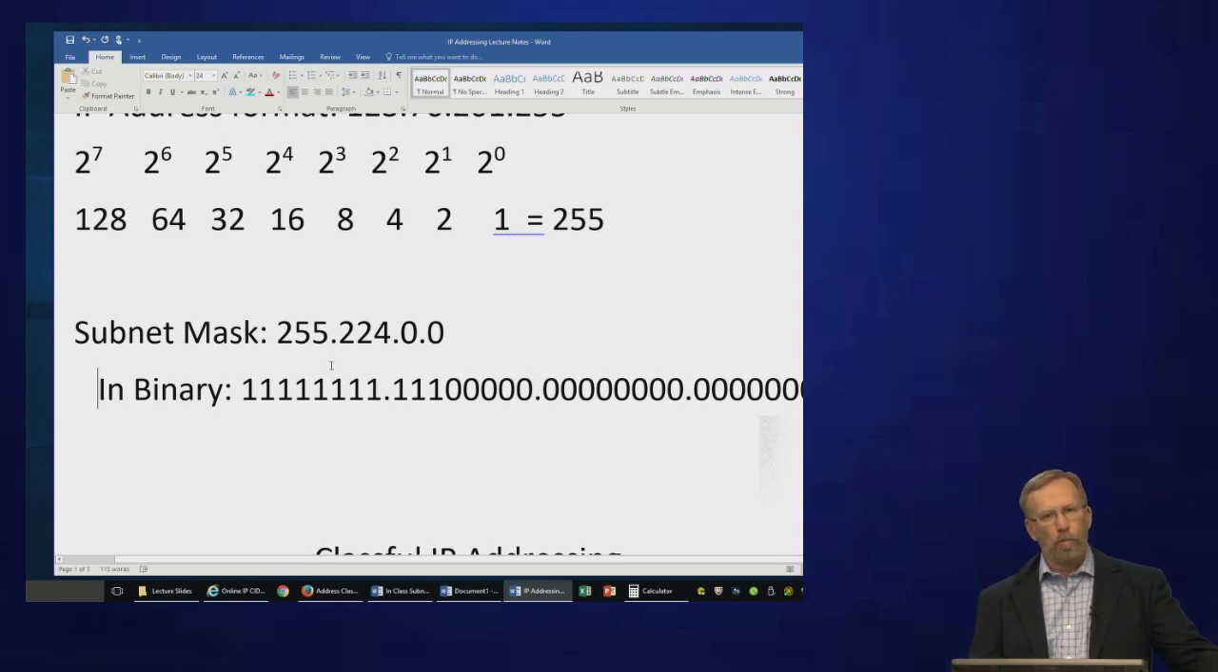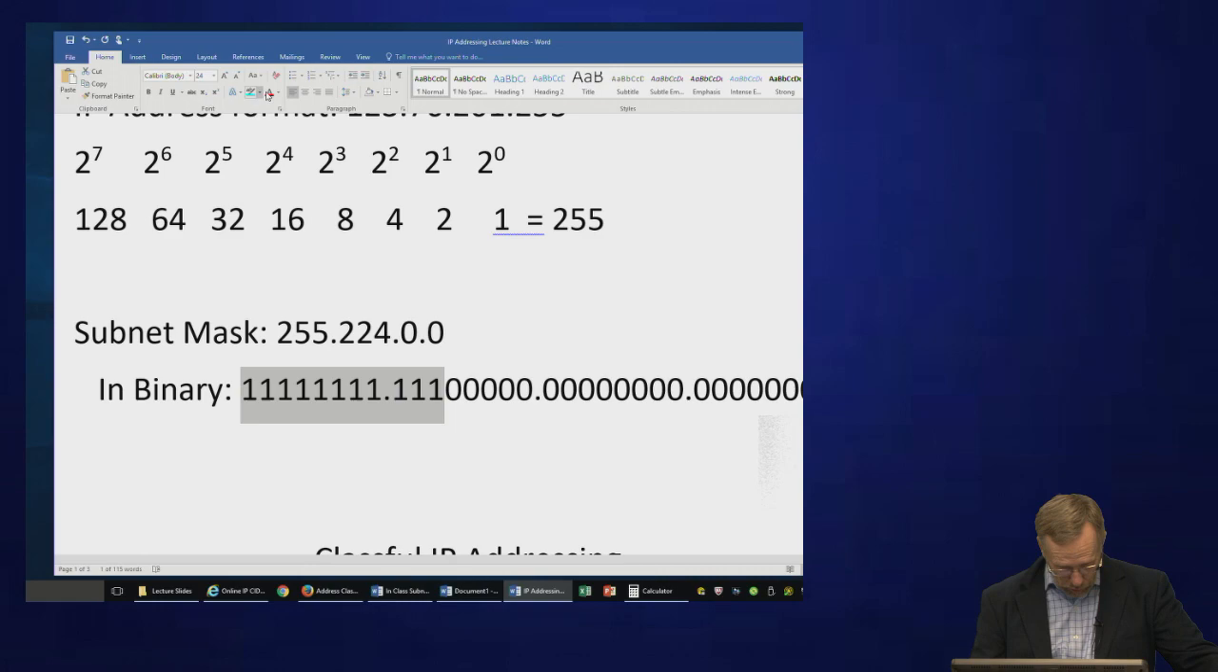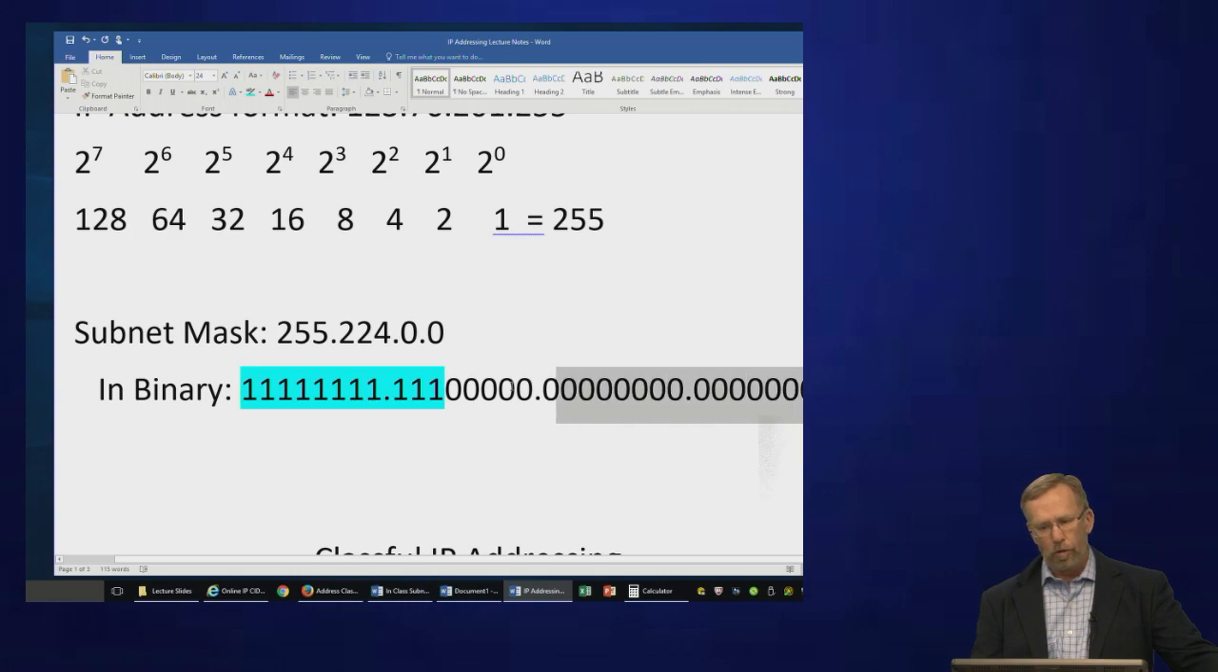One thing you'll notice about the subnet mask is always, always, always, it will have all ones on the left that identify the network, and where the network starts and the zeros start taking over.